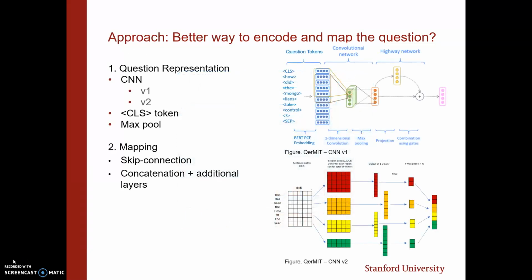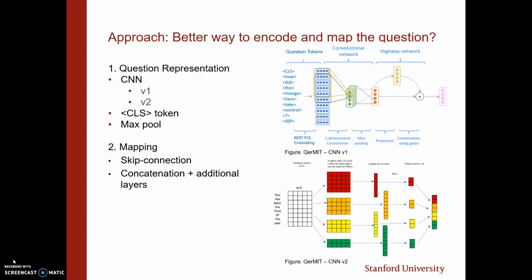To do this, we propose various methods. The first one is CNN. We have tried two versions of the CNN. For version 1, we got inspiration from character embedding models. This is a very basic CNN as shown in the image. For CNN version 2, it's slightly more complex.